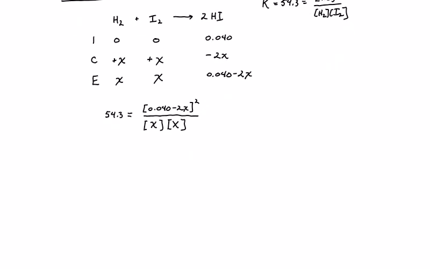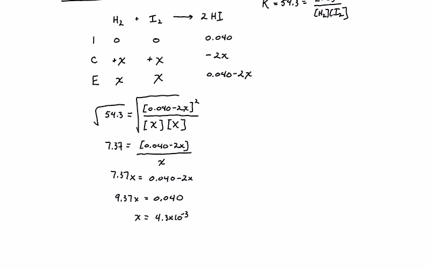Now we just have to solve for x here, so let's work our way through this. So I wind up with x being equal to 4.3 times 10 to the negative third. The way that I did this was taking the square root of both sides of the equation, and that allowed me to simplify things down considerably, did a little bit more algebra there. Now, x is not our answer.